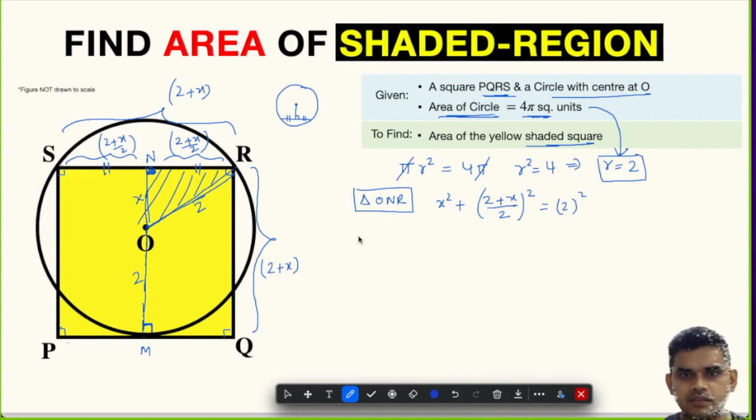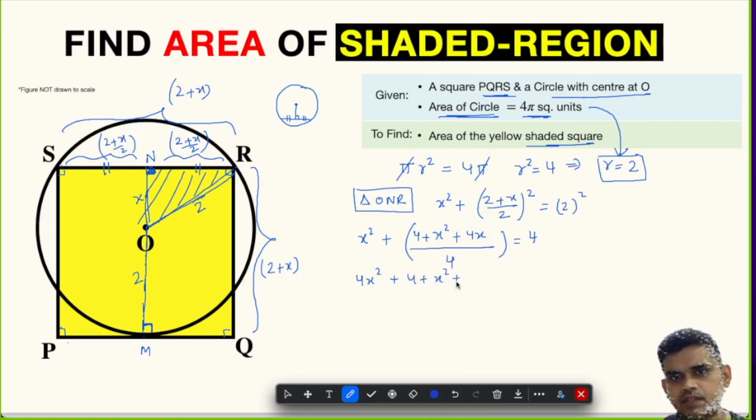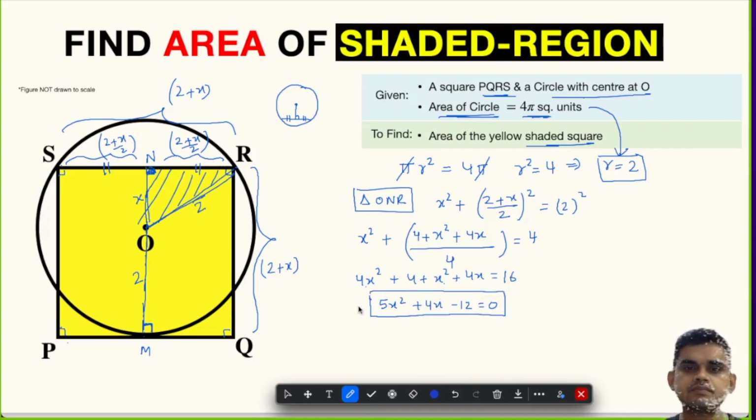Let us expand the bracket. So we'll get x square plus (4 plus x square plus 4x) whole divided by 4 is equal to 4. Now let us multiply this. So this will become 4x square plus 4 plus x squared plus 4x is equal to 16. 4x squared plus x squared will be 5x squared plus 4x, minus 12 will be 0. So from here we will get a quadratic equation. Now we need to solve this quadratic equation.